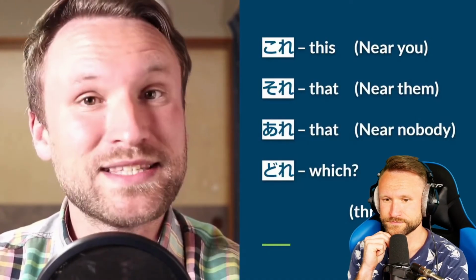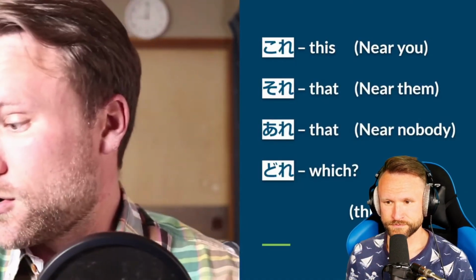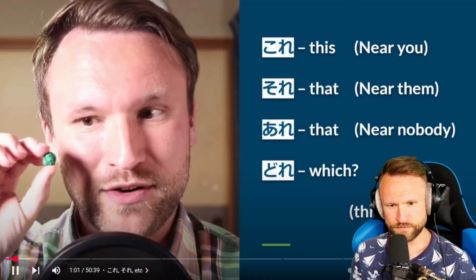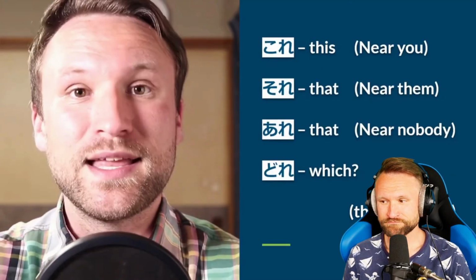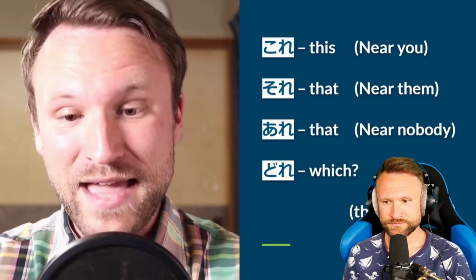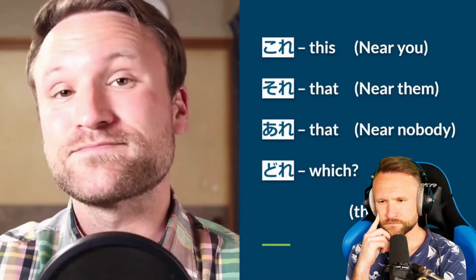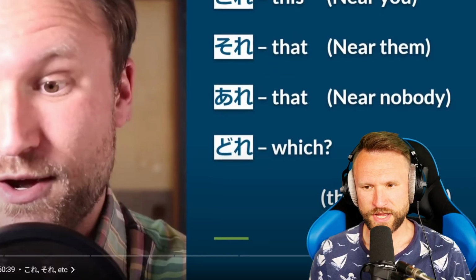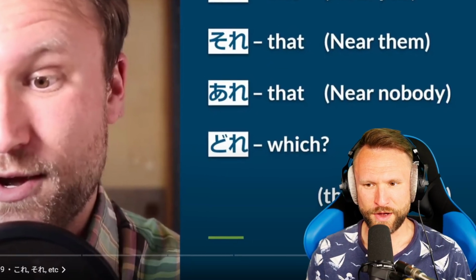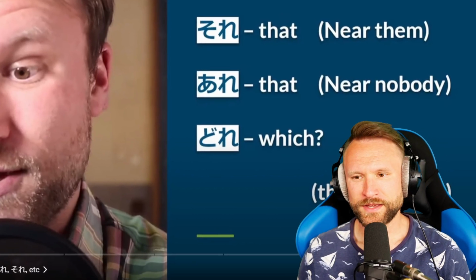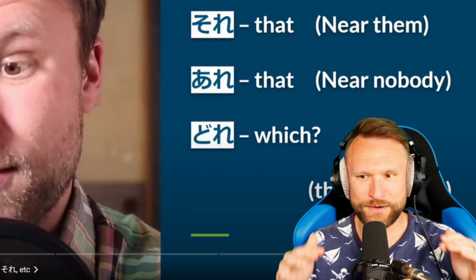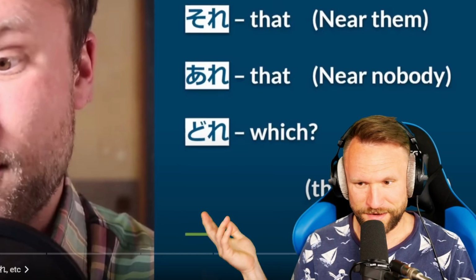It's pretty straightforward, actually. Kore, which means this, something near you. These are pronouns, by the way, for things that are near you. This little green ball right here, I would say kore, this. Non-specific this, that, and which you'll notice ends in de. By non-specific, I mean that it's not directly modifying a noun. I'm not saying this clock or this dog or whatever. It's just the pronoun this, that, which.